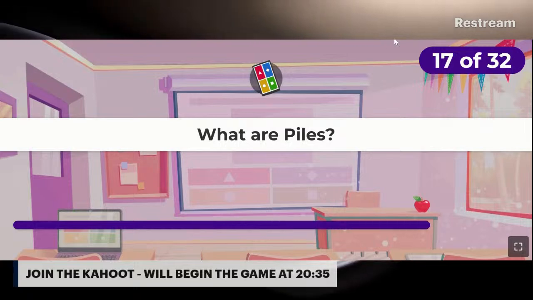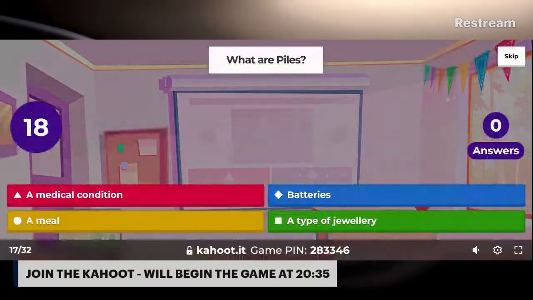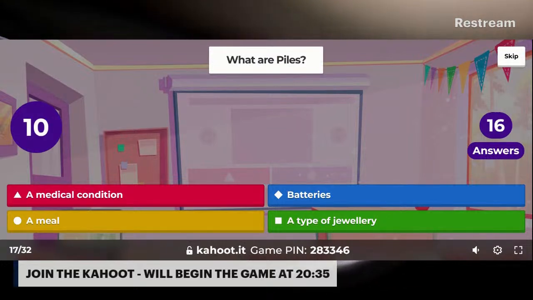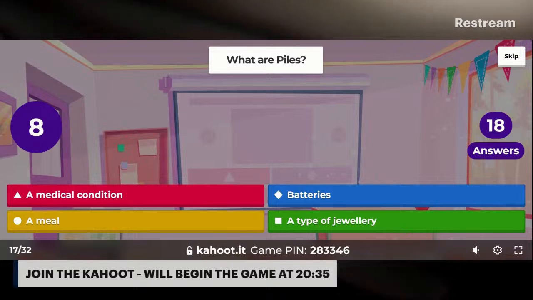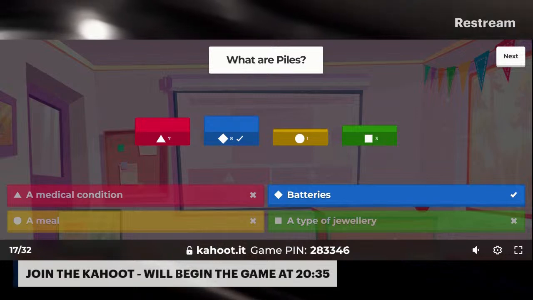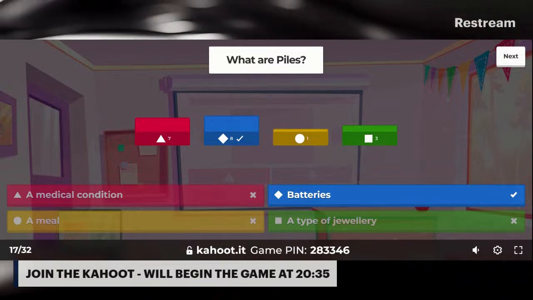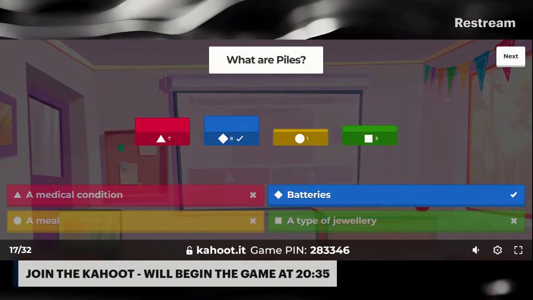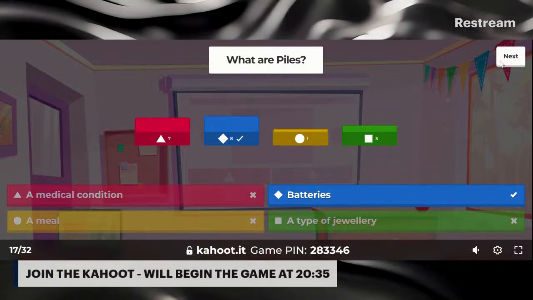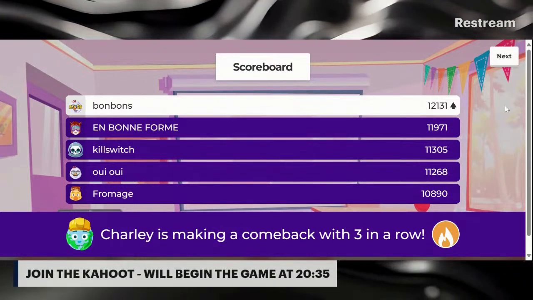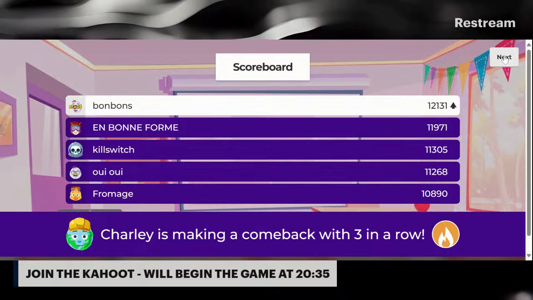What are piles? Are they a medical condition, batteries, meal, or type of jewelry? This is sort of a trick question, which is interesting. So it is batteries, because a lot of people think de batterie, but that is actually drums. So de batterie are drums. So piles are batteries.